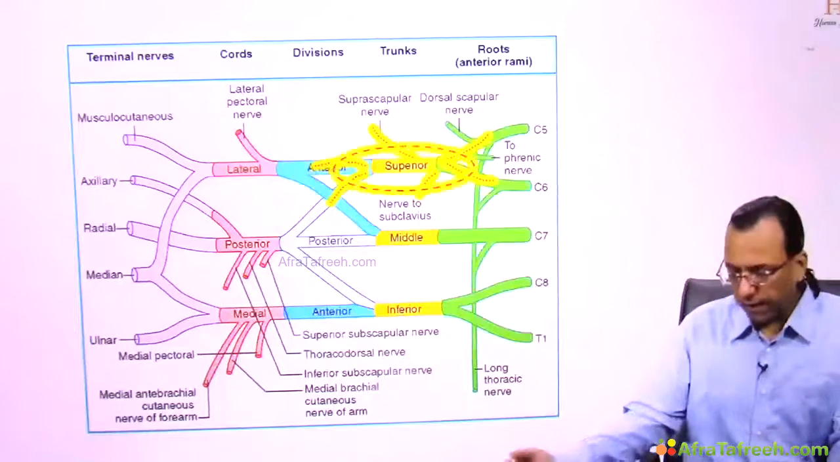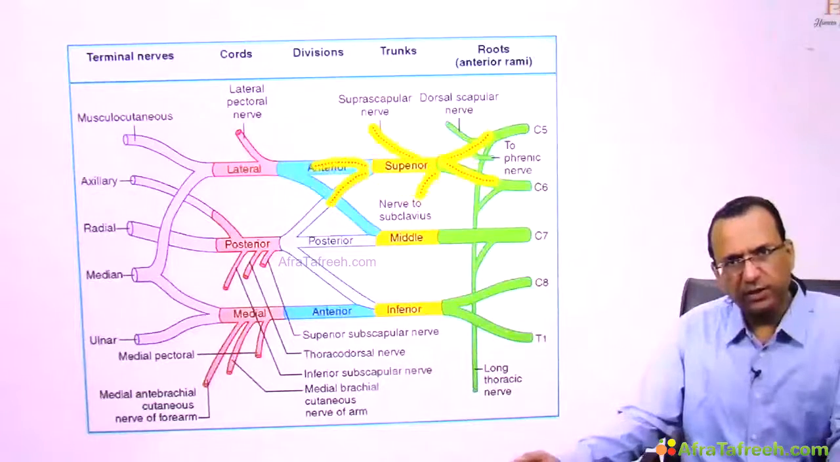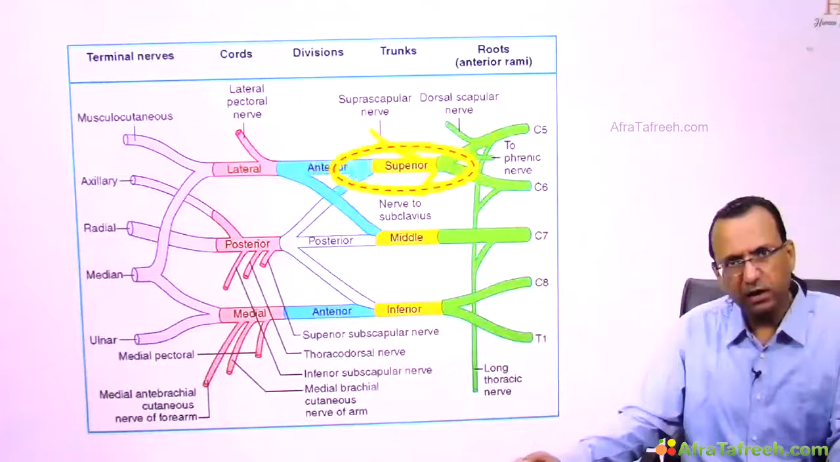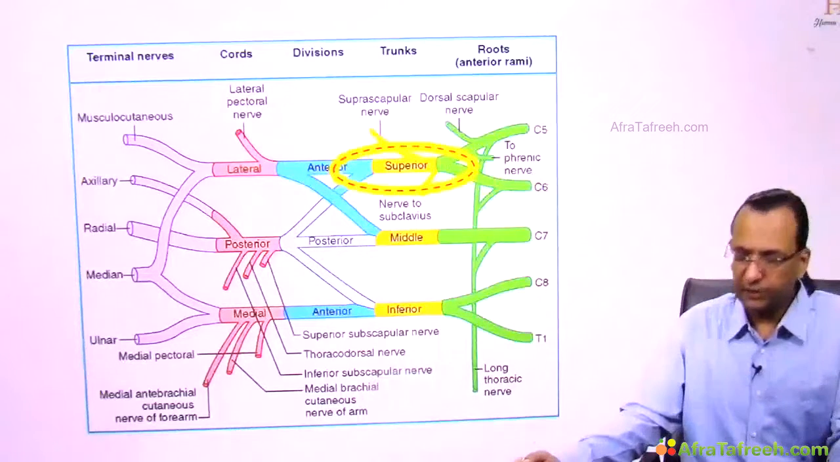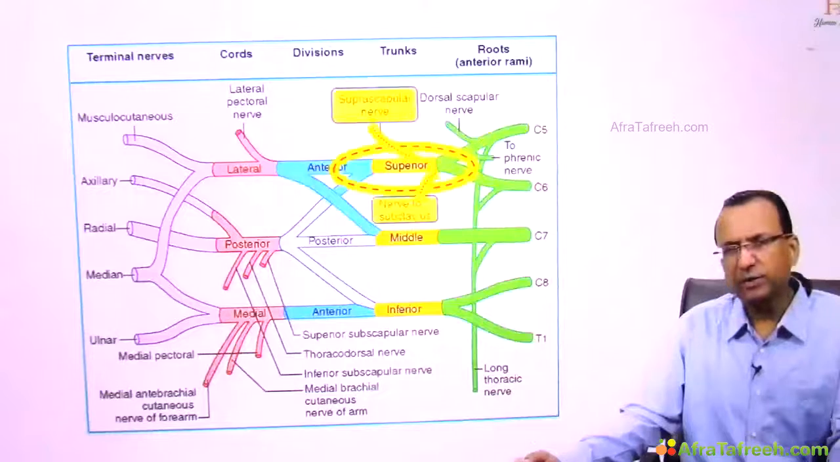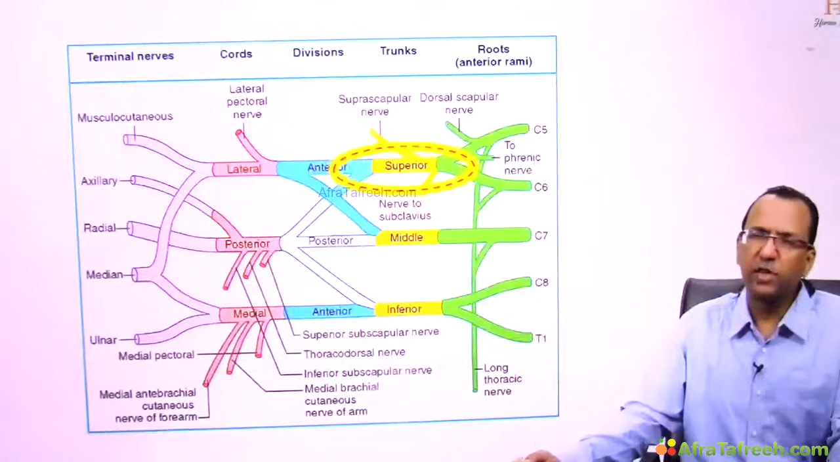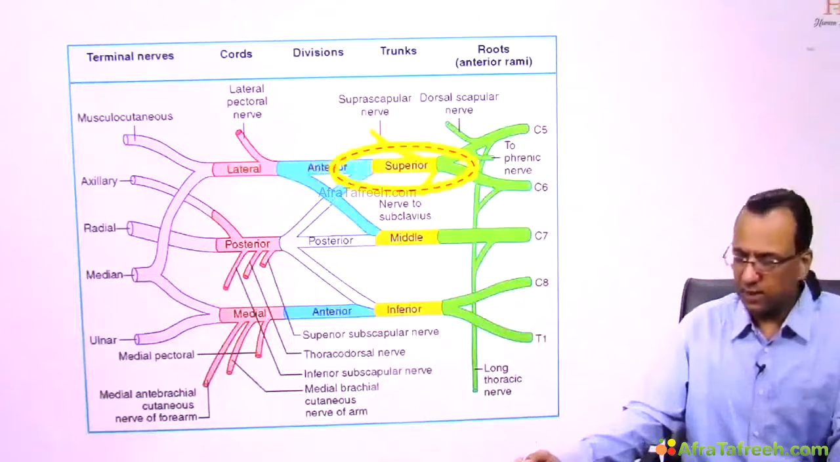So can you tell me the 6 nerves again? The 6 nerves at Erb's point? Yes. Root of C5, C6? Yes. And the suprascapular nerve, nerve to subclavius? Yes. Anterior division, posterior division of upper trunk? Yes, that is Erb's point.